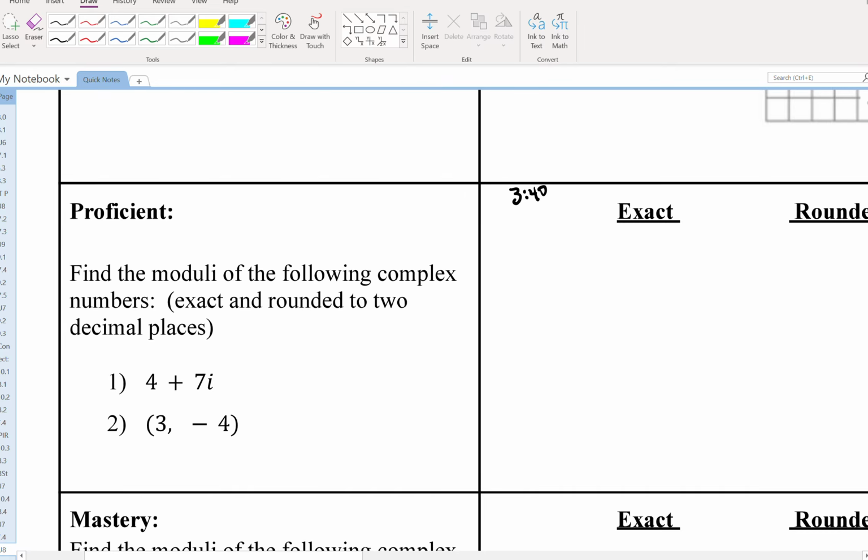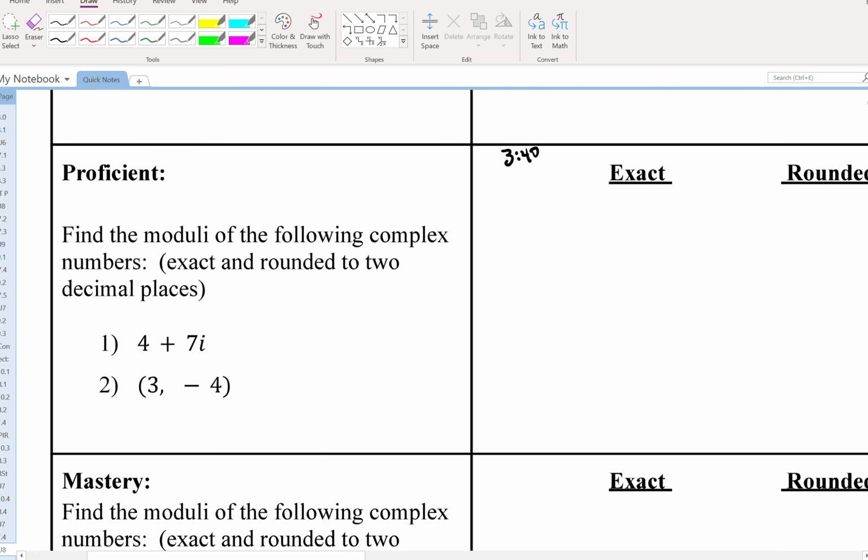On this one, it asks us, find the moduli of the following complex numbers, exact and rounded to 2 decimal places. So 4 plus 7i, if I were to graph this out, here's the real axis, and here's the imaginary axis. So I go over here, let's call this 4, and then 7 would be up here. And so this point up here, 4, comma 7, what we're looking for is this. And if you build a little right triangle, it's basically just the Pythagorean theorem. So this is 4 and this is 7.